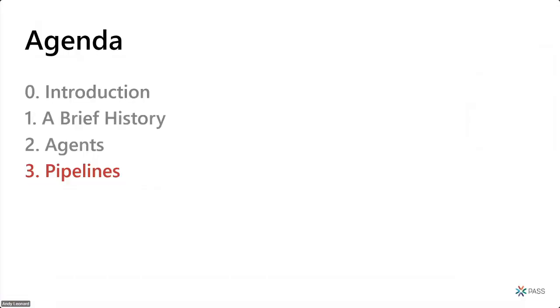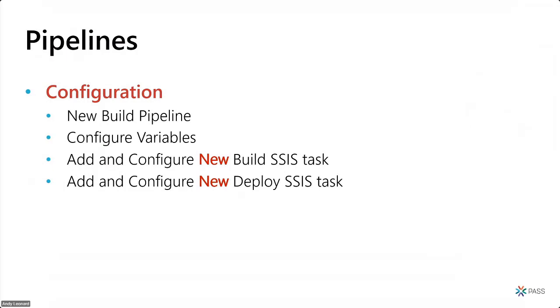The next piece is we're going to talk about these pipelines and how they work and what they do. So you can create a build pipeline, and that's what we're going to talk about. We're going to configure a couple of variables, actually just one. And I say add and configure the new build and deploy SSIS tasks. They were new when I did this originally at the PASS Summit. They actually weren't out yet back in November, but they're out now.